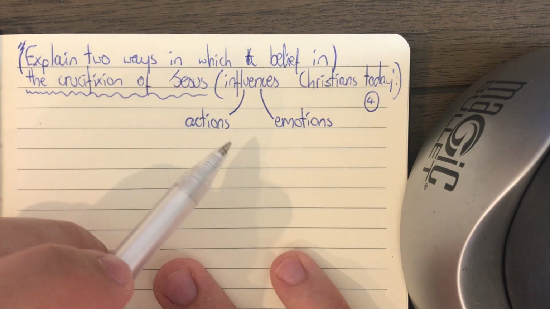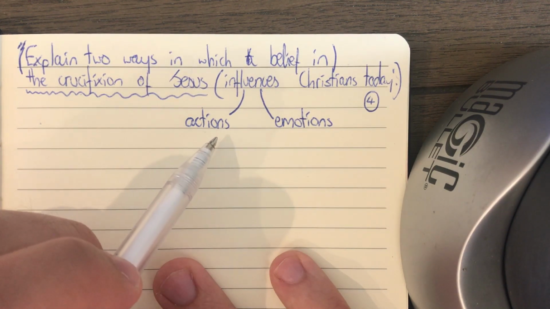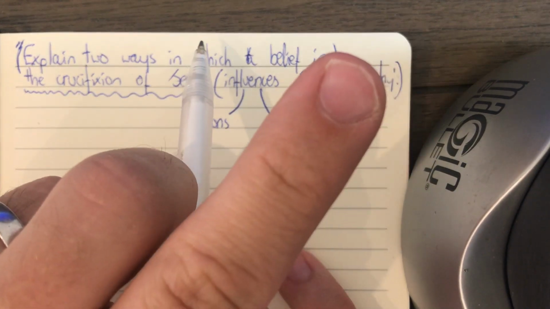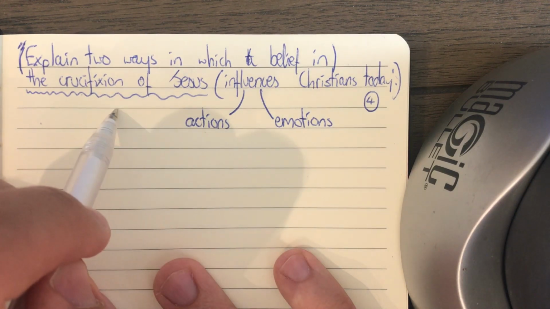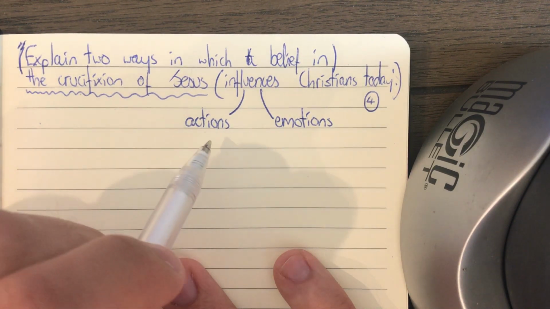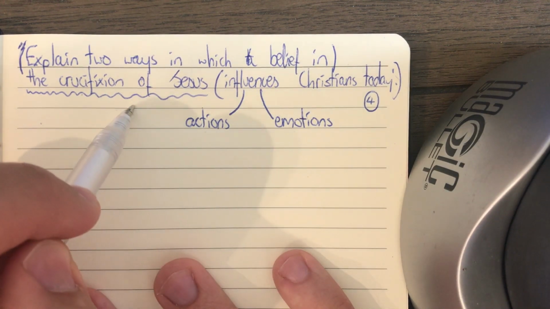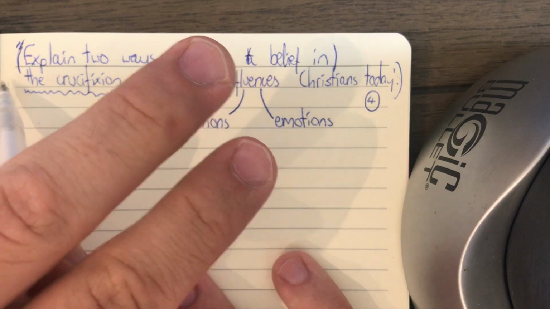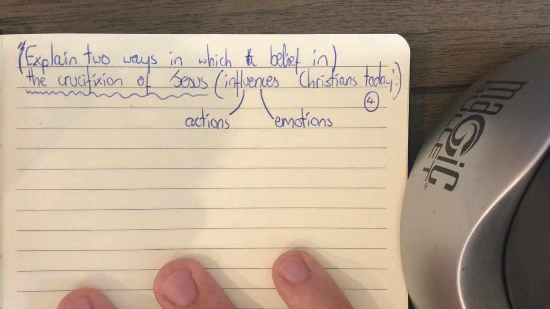If you give one, either action or emotion, you give one correct influence, that's 1 mark. If you then link that influence to that belief, for example, they feel a certain way because of something that happened during Jesus' crucifixion, that's 2 marks. Do that twice, that's 4 marks. Okay, so that is all you are doing in the influences questions.